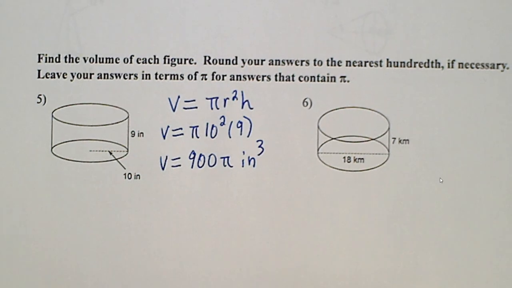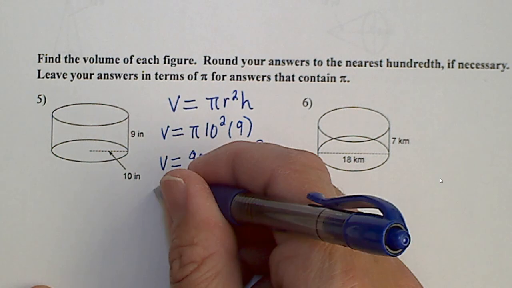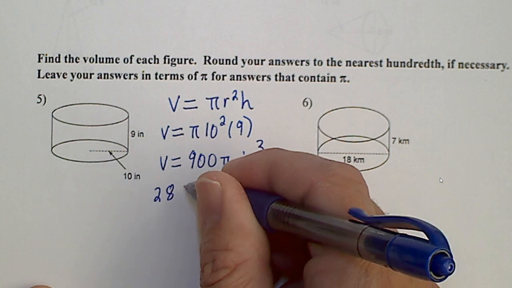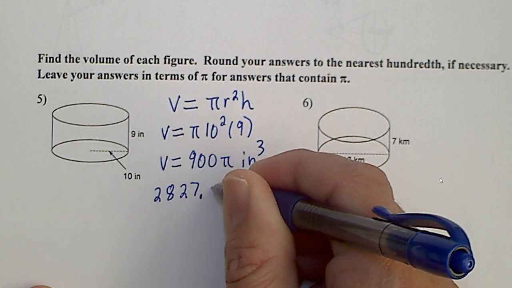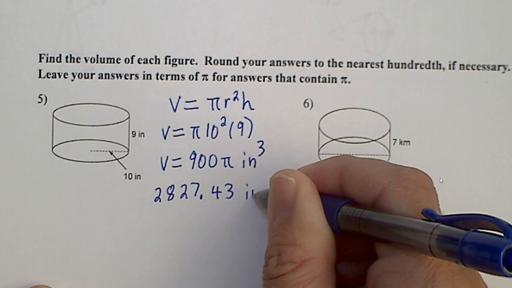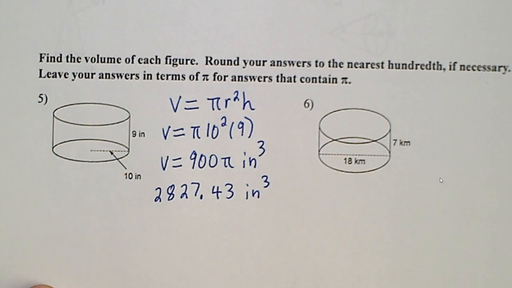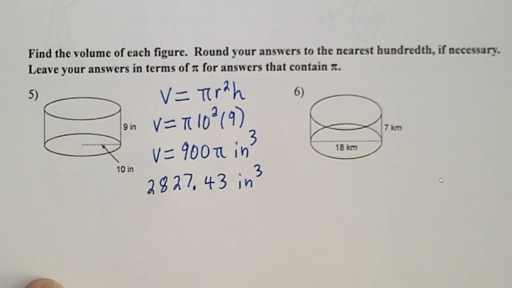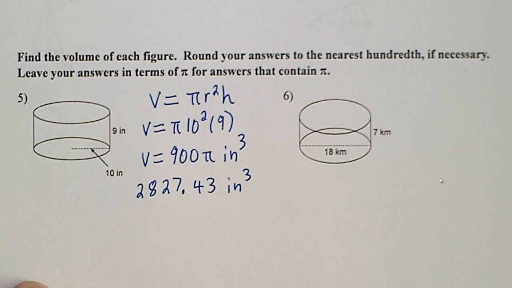And again, if you prefer the decimal answer on your calculator, just take 900 times pi. We get 2,827.43 cubic inches rounded to the nearest hundredth for that one. All right, pause the video and try number 6, please.